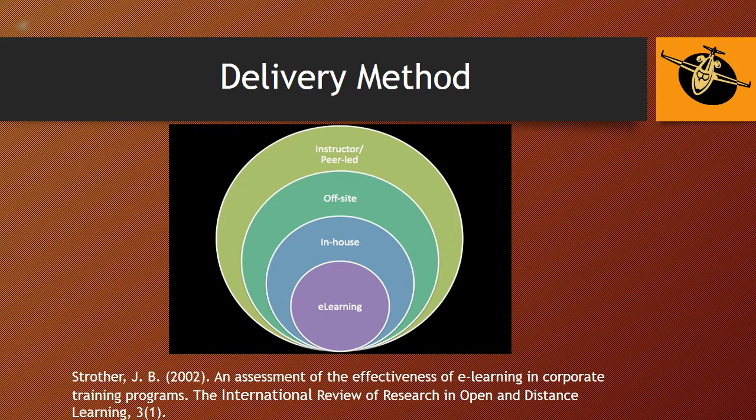Delivery method within the corporate sector. There are many different models. This is just one, but there's always a focus on the fiscal bottom line in corporate training. The comparatively low costs of e-learning are attractive. Even so, corporations are looking at options such as blended learning, using more than one method of delivery, for example e-learning plus traditional classroom delivery of content, to increase training effectiveness, even if it may raise the cost. Strother, 2002.